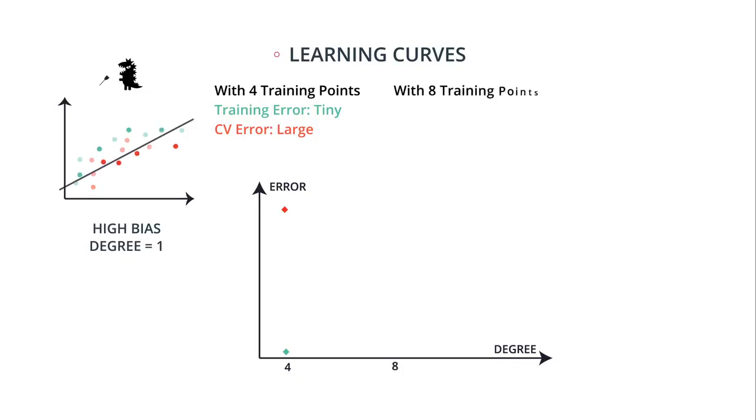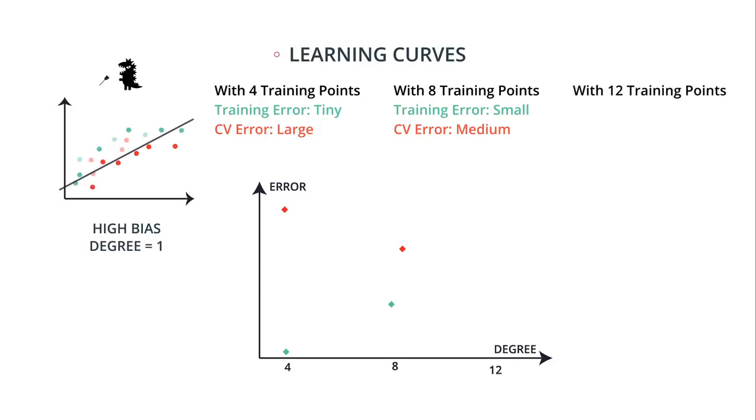And now we increase to 8 points and we train a linear model again. The training error may increase a bit since it's harder to fit 8 points than 4. But since we have a slightly better model and we've used more data to train it, then maybe the cross-validation error has decreased a bit. But not much since it's a linear model trying to fit quadratic data. So here are the training and cross-validation errors in the graph.